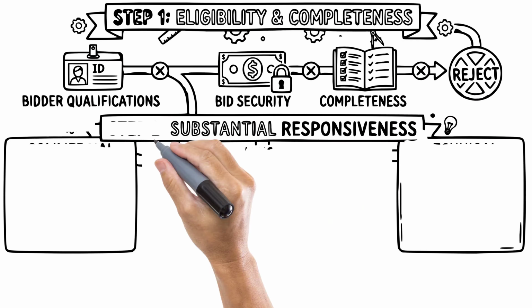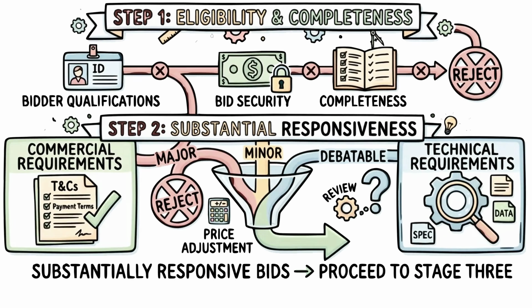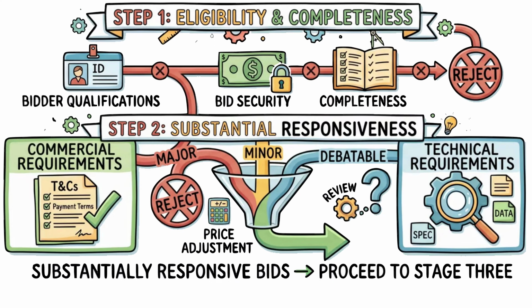To summarize what we have done so far, Step 1 verifies bidder qualifications, bid security, and completeness. Step 2 assesses deviations from commercial and technical requirements, categorizing them as major, minor, or debatable. Failure at any point means rejection. Only substantially responsive bids move forward to Stage 3.